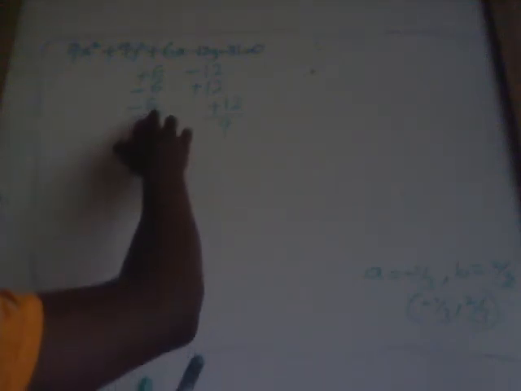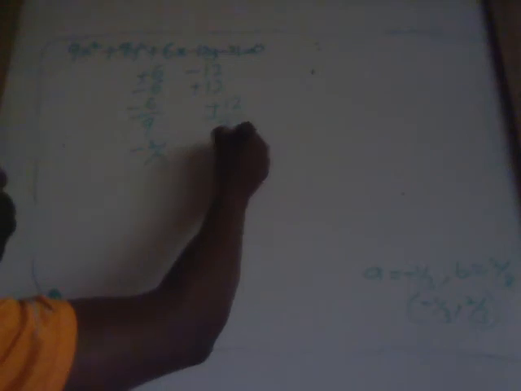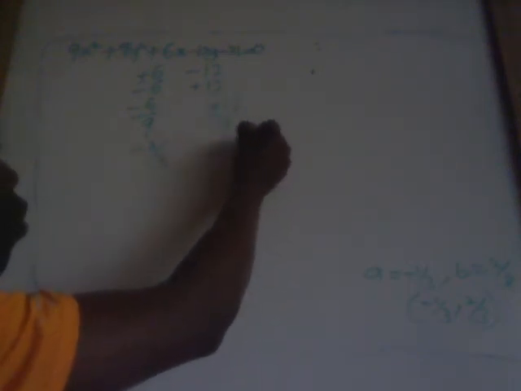Are we together? Okay. Then we have to reduce the fraction. Let's reduce the fraction by cutting. Okay? So that is minus 6 over 9. 3 can go. That gives us minus 2 over 3. And this one gives us plus 4 over 3. Are we together?